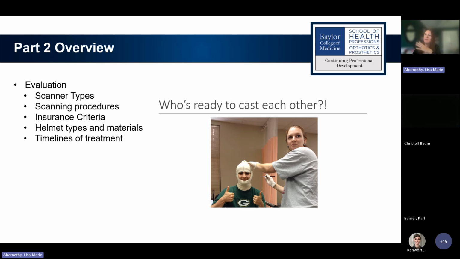So we talk about the different types of scanners, the procedures. I also go into insurance criteria in this evaluation portion of it. And I kind of do a comparison because I think it's important for the students to understand what types of questions they need to ask and the medical history, because insurance may want something really, really specific in order to approve it. So I make sure that they have a full understanding of that.